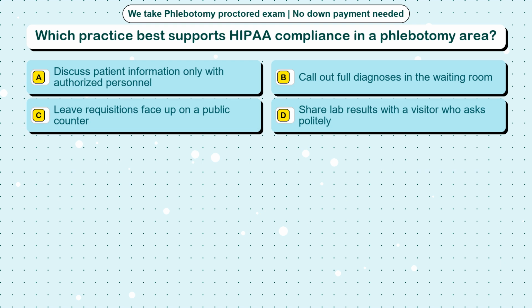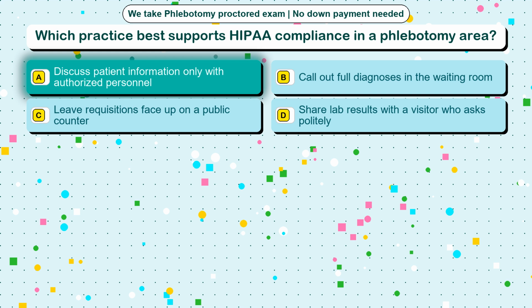Question 6. Which practice best supports HIPAA compliance in a phlebotomy area? Option A. Discuss patient information only with authorized personnel. Option B. Call out full diagnoses in the waiting room. Option C. Leave requisitions face up on a public counter. Option D. Share lab results with a visitor who asks politely. The correct answer is option A.